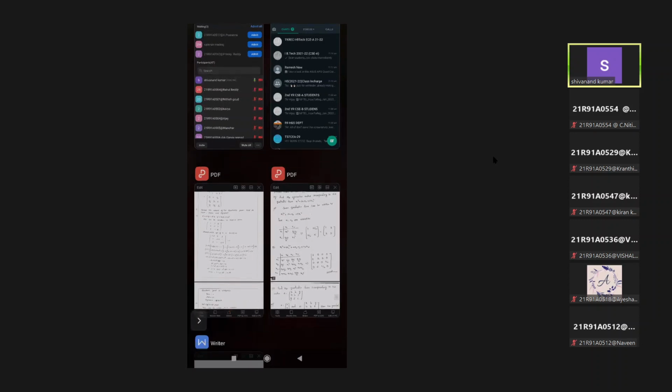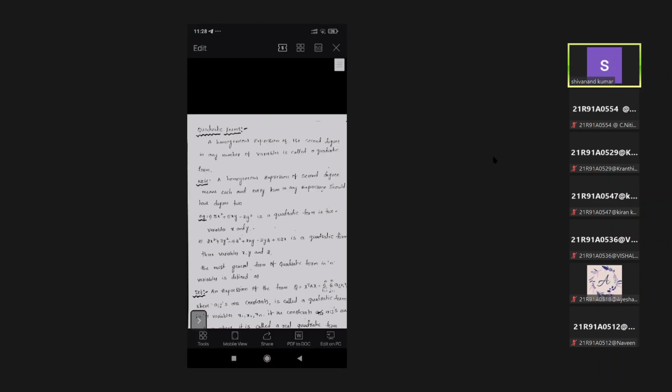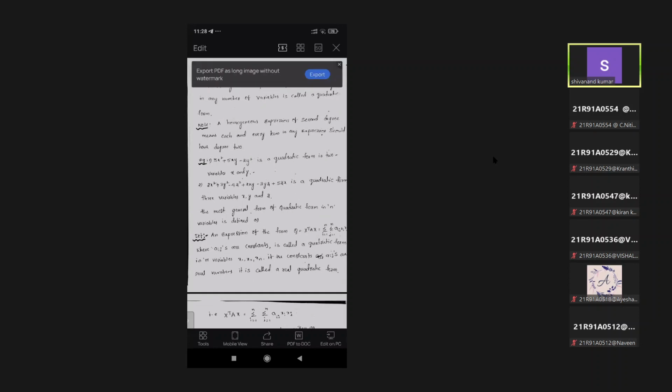So this is about your quadratic form. Now see here, what is meant by quadratic form? A homogeneous expression of the second degree in any number of variables is called a quadratic form. The meaning is very clear. Whatever the symmetric matrix is, you have to write it as a polynomial equation.